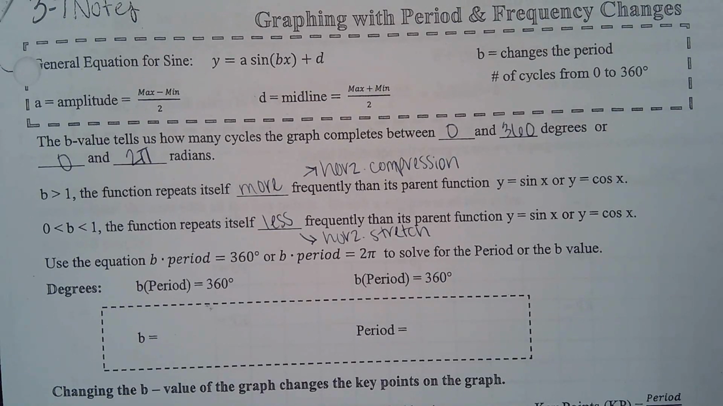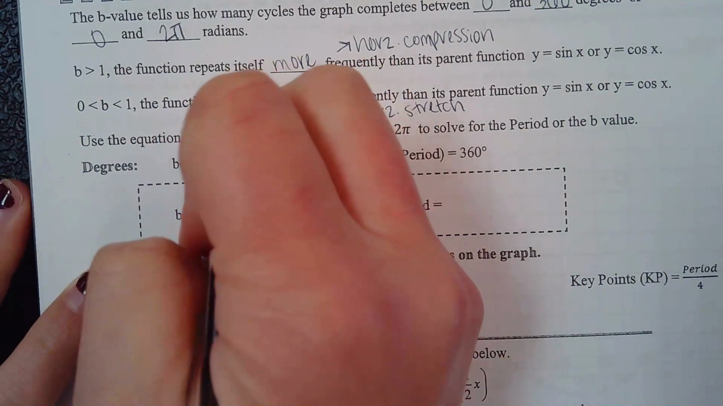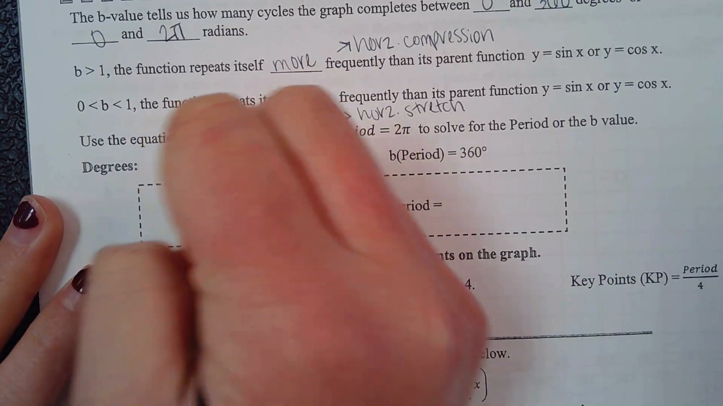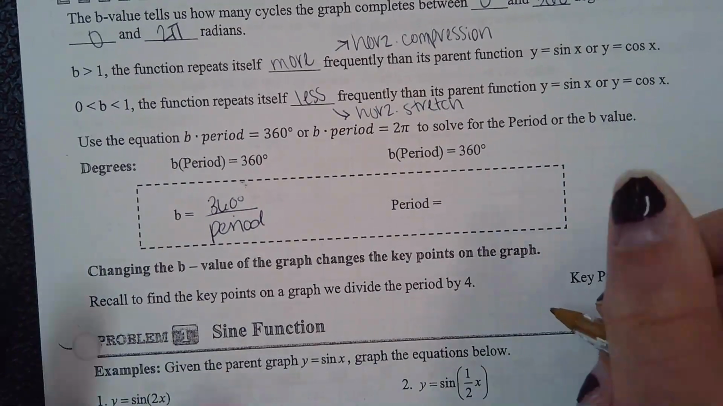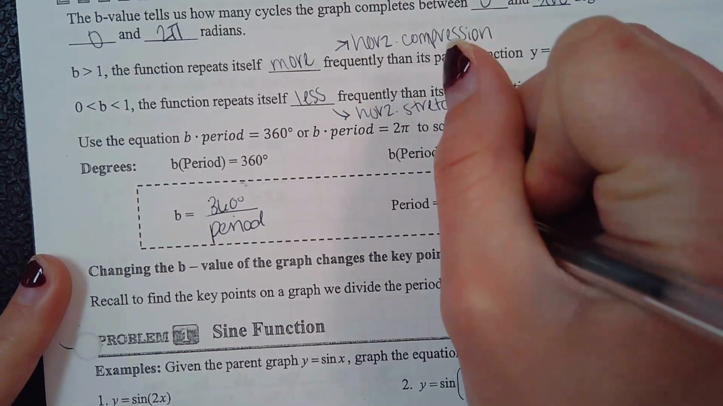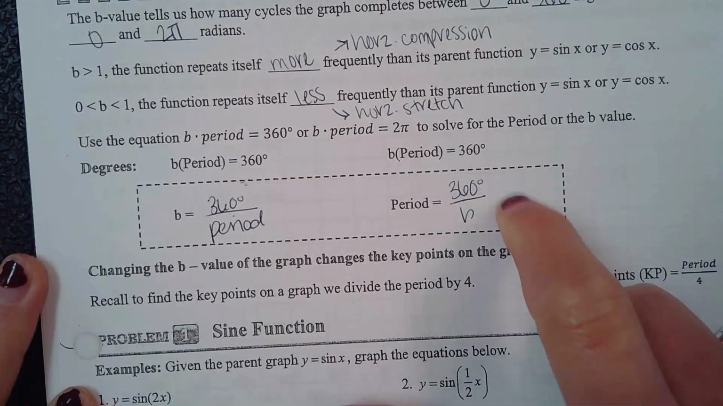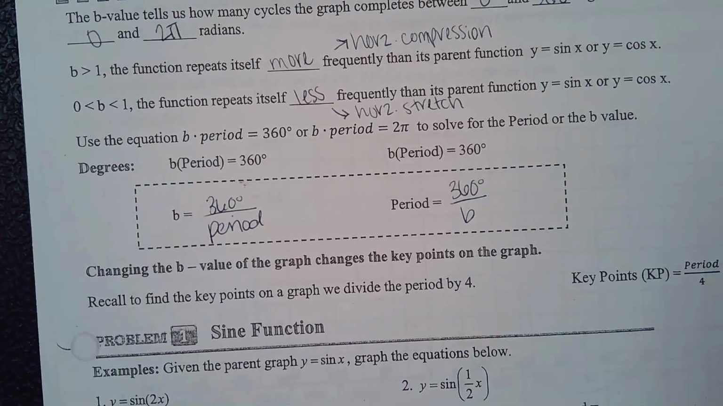So then you'll use your equation B times the period equals 360, or B times your period equals 2 pi, to solve for your period or the value of B. So that works both ways. Basically your B value is 360 over your period, or the period is 360 over B. That's the one that we'll probably use most of the time because you'll have that B value but we won't necessarily have the period.